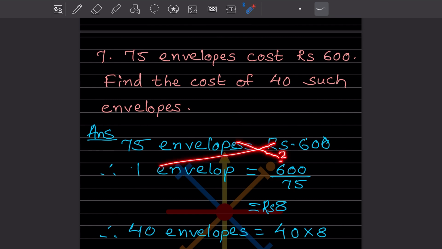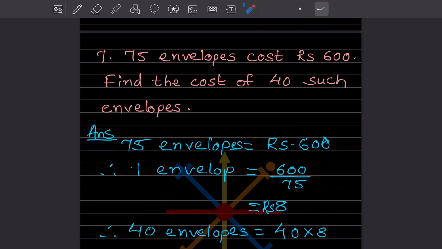So 1 into 600, that is going to be 600 in the numerator. And this is alone, because here we don't know the cost of one envelope, that we are going to find. So this number will go in the denominator. So when you divide this, you get 8 rupees.